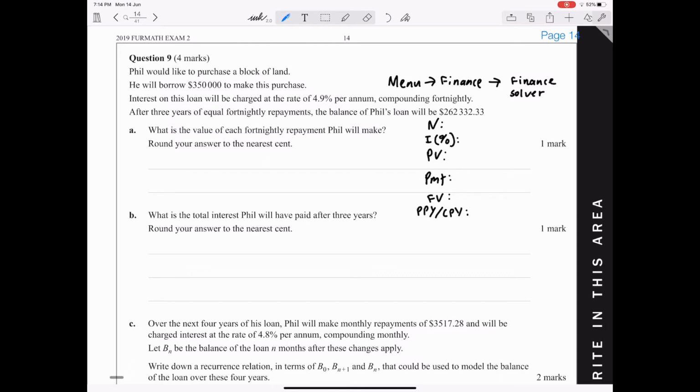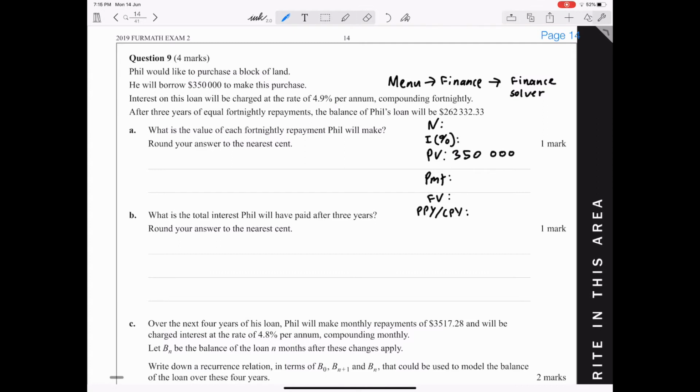So to do this, we need to get up our financial solver. If you have a CAS calculator, it's menu, finance solver, if you didn't know. So we've got to insert the values over here from the question. We know that Phil will borrow $350,000 to make this purchase, so you sub $350,000 in the present value section.